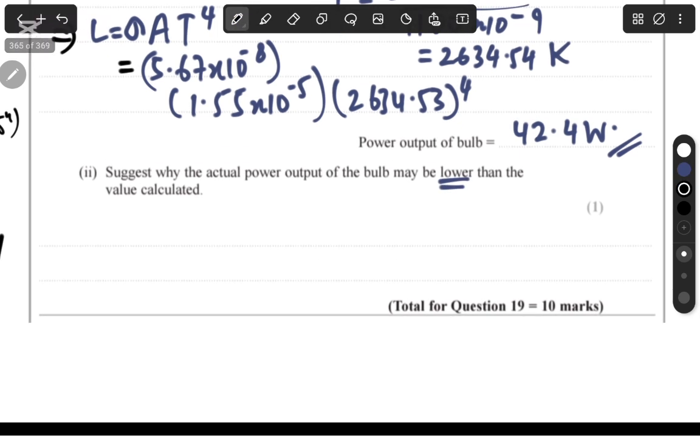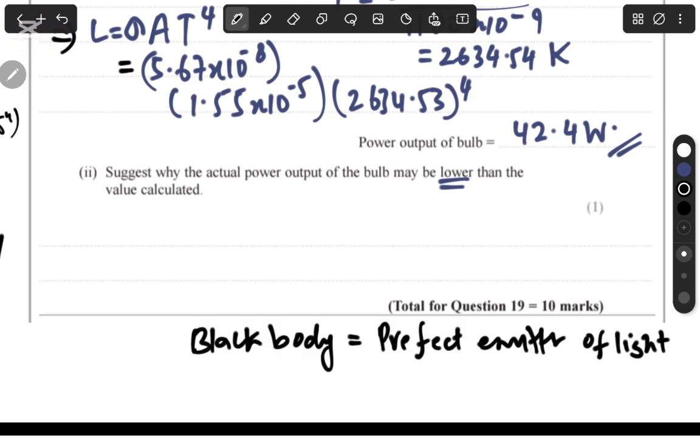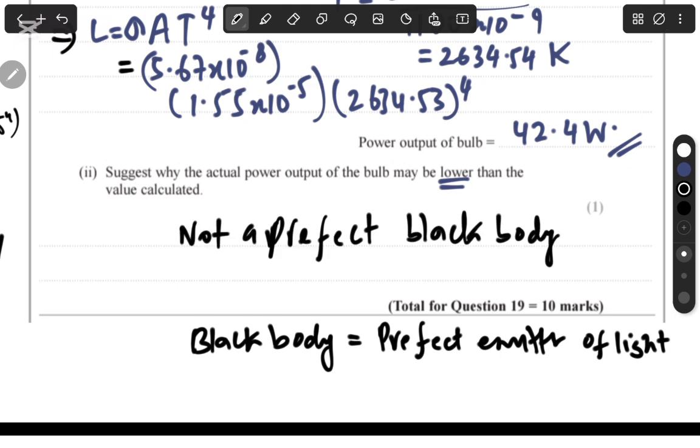So this is where the concept of a black body helps us. A black body is a perfect emitter and absorber of light. Now, we're looking at total power output. We calculated the total power output before, but now it's saying the actual power output is less. The only way we can explain this is that the bulb is not a perfect black body, so it doesn't perfectly emit light, and therefore the power output is lower. So this is the first type of answer.